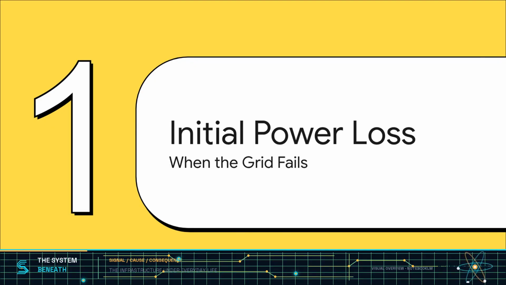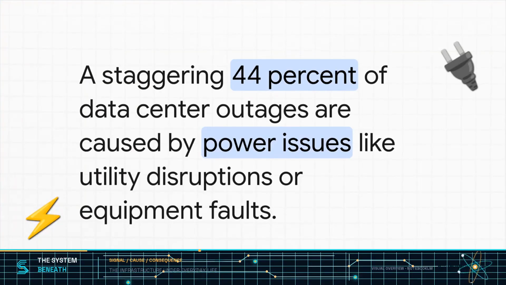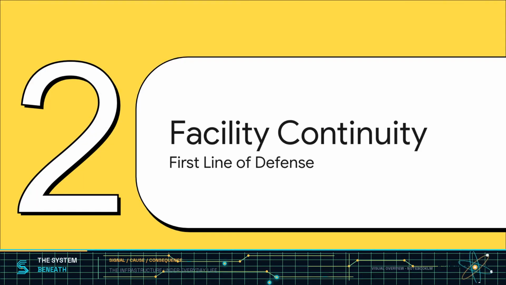What happens when the grid actually fails? Now, you might think losing power is some rare, worst-case scenario. Well, actually, scratch that. It's super common. According to data from the Uptime Institute, a staggering 44% of data center outages are power-related. This can be triggered by utility disruptions, physical equipment faults like a random short circuit, or honestly, just general grid instability. Because the power grid is inherently unpredictable, data centers literally have to be engineered to assume it's going to fail. Moving on to section 2, facility power continuity, our very first line of defense.